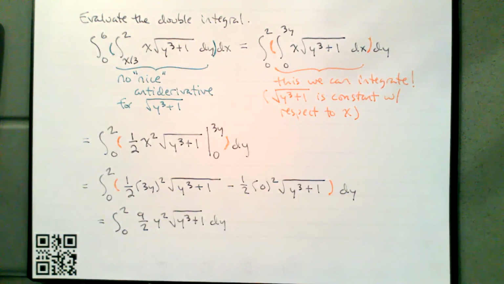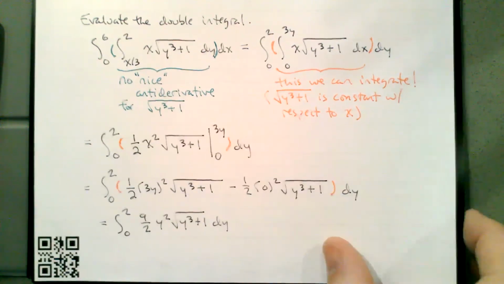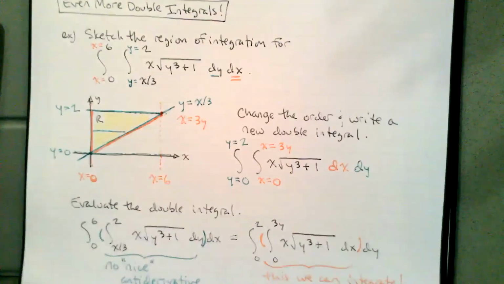So now we can integrate this function. We're going to say w is y cubed plus 1, so that the dw is 3y squared dy. I'm going to go through the details because it might have been a while since we've done this. Let's turn the page and go through the details.